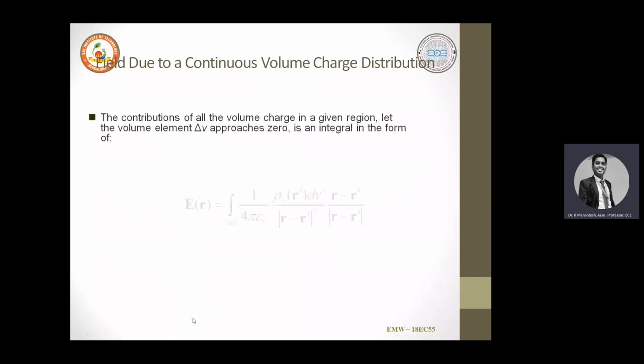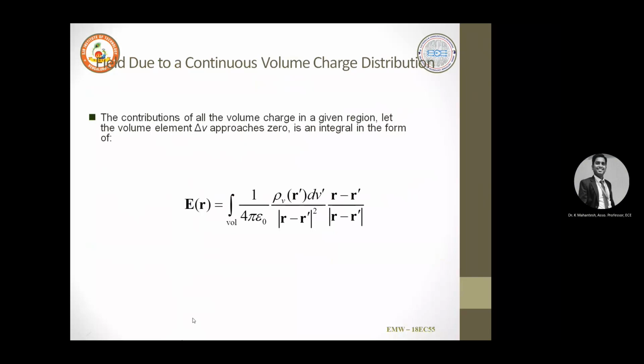The contributions of all the above volume charge in a given region. Letting the volume element delta V approach 0, the sum becomes an integral of the form E(r) equals the volume integral of 1 over 4 pi epsilon naught, rho times dV over r square, into (r minus r dash) over magnitude of (r minus r dash), which is nothing but a unit vector.